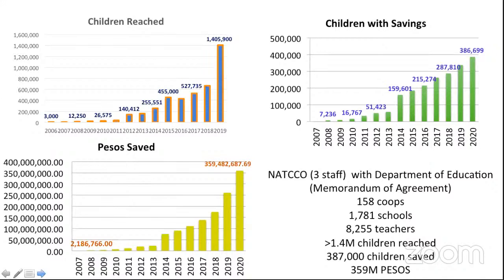But the NATCO network, we partner with another network, which is the Department of Education, and we have a memorandum of agreement with them. So it's nice to see how one NATCO, three staff, one Department of Education, and you have 158 co-ops partnering with 1,781 schools with 8,000 teachers, and now you're able to reach 1.4 million children, and out of that you have 3 million children saving. It's like 1,000 pesos or $20 per child if you look at the average.